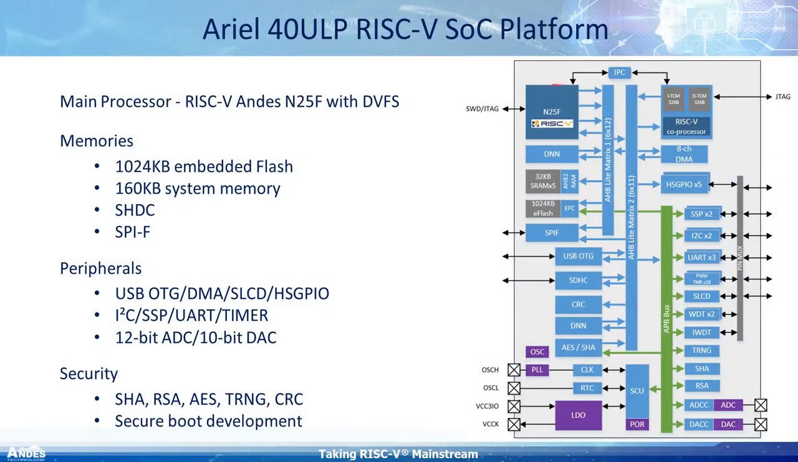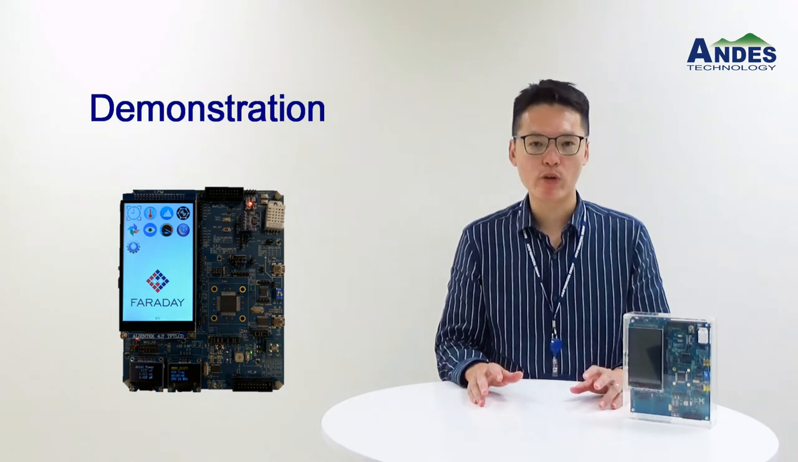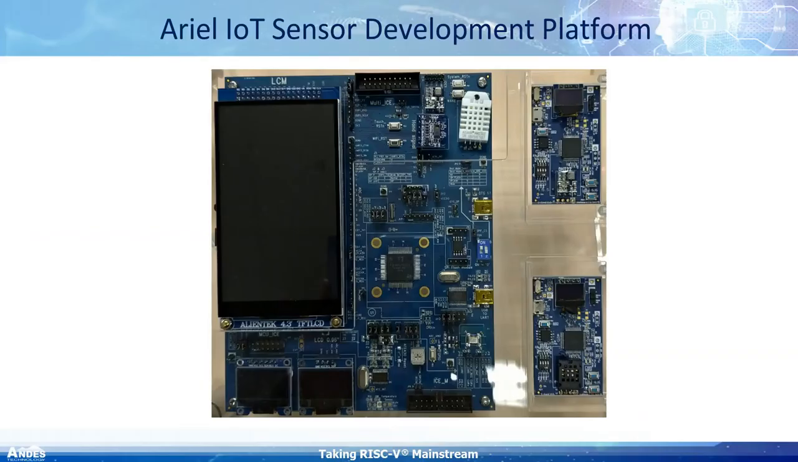Ariel platform features the N25 RISC-V core, 1 MB embedded flash, USB OTG, ADC and DAC, built-in security, and comprehensive SDK support. In addition, DVFS management is implemented to achieve high performance or low power state. In this video, I will explain important features, tell you more about the Andes tools you need, and give you a couple of quick demonstrations. Let's first take a look at the development platform.